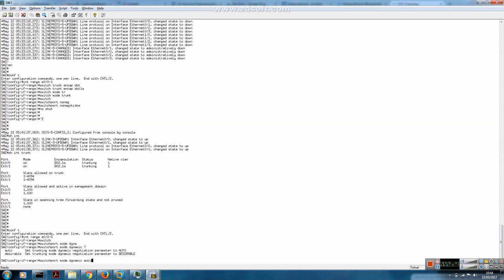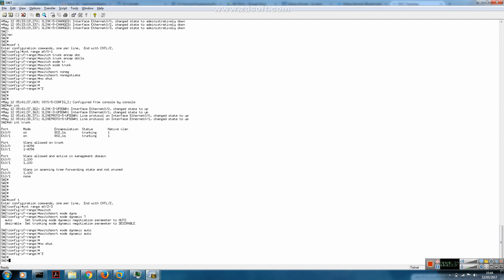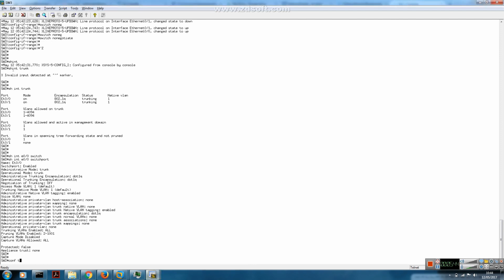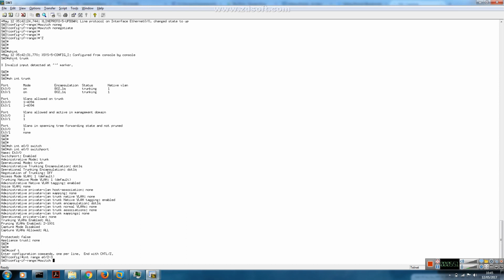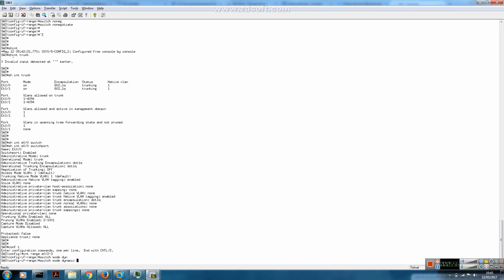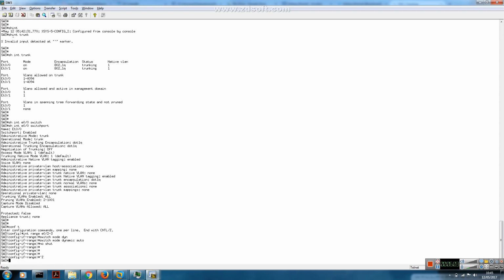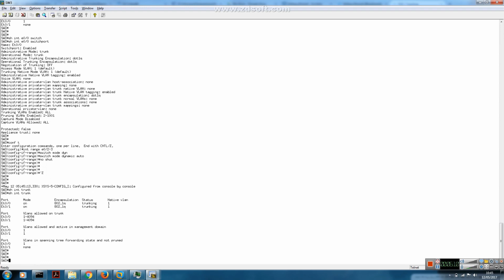So proceeding with that, and no shut. So doing the same thing on switch 3. Auto. So now if we look at the show interface trunk command, we can see that the two interfaces connected to switch 2 are not forming trunks, whereas the ones connected to switch 1 are forming trunks.